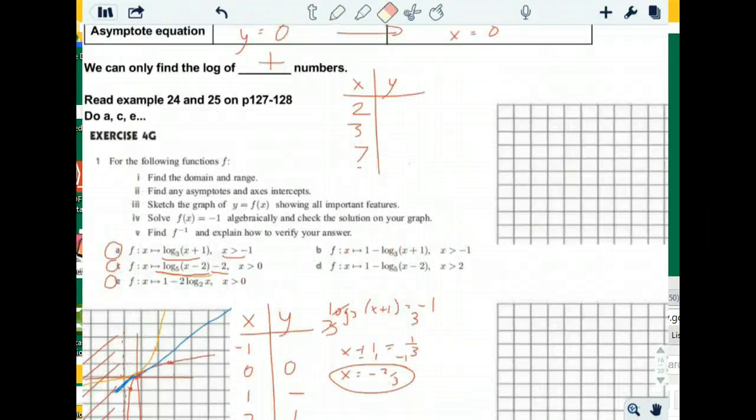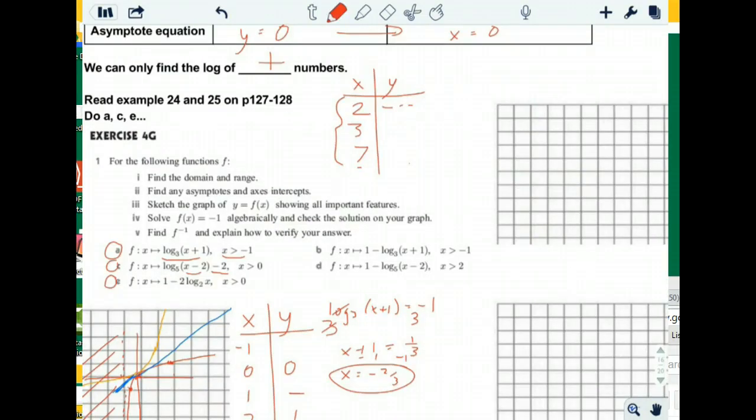Now we're going to do C, which is log base 5 of the quantity x minus 2, minus 2. And so some of the convenient points we're going to use are x equals 2, x equals 3, and x equals 7. We're going to see why in a second. When we put x equals 2 in there, it's going to give us 2 minus 2, which is 0. Log of 0 is undefined. So we know that there's an asymptote at x equals 2.